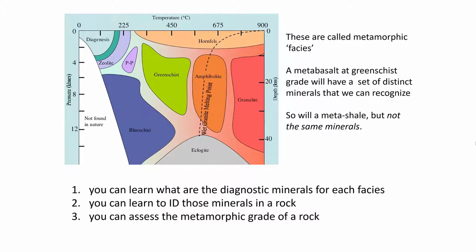So these zones of different mineral groups are called metamorphic facies. For example, a metabasalt, or a basalt that has been metamorphosed to a greenschist grade, will have a set of distinct minerals that we can recognize. So will a metashale, but the metashale and the metabasalt will not have the same metamorphic minerals.